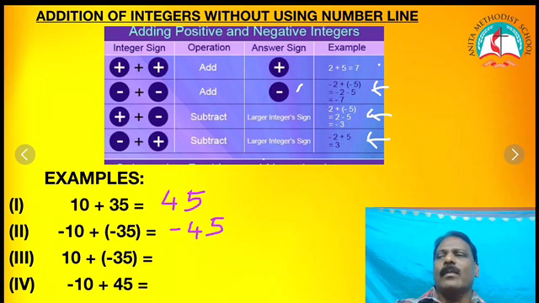Third, 10 plus minus 35. So, which sign is the greater sign? Minus. So, the answer will come minus. What's the difference between 35 and 10? 25. So, the answer is minus 25. The fourth sum, minus 10 plus 45. So, what sign is the greater sign? Plus. What's the difference between 45 and 10? 35. So, plus 35 is the answer.